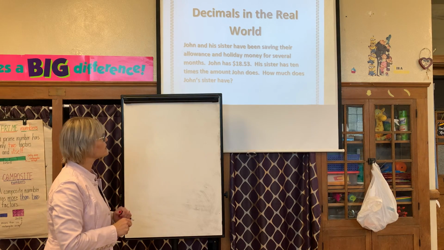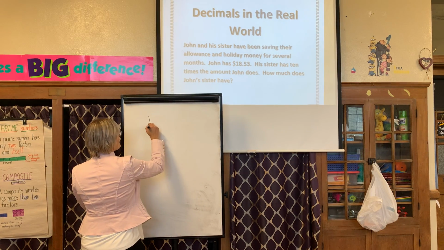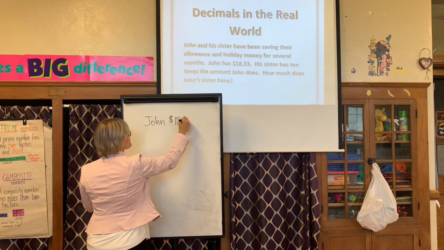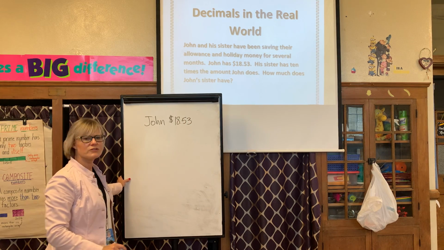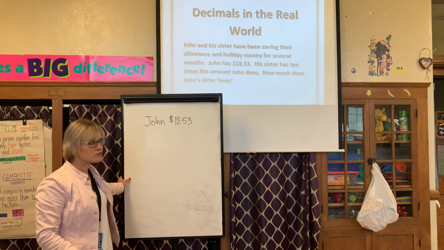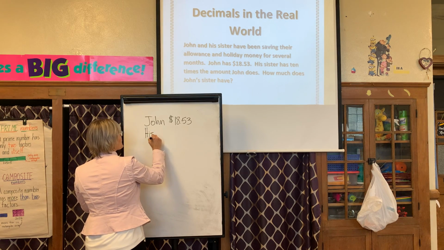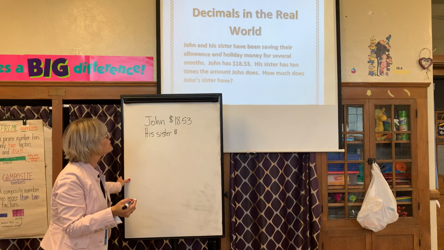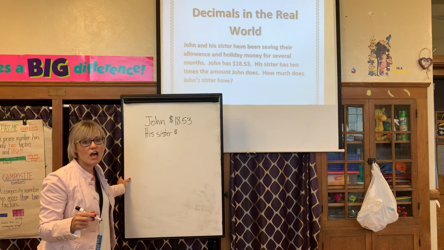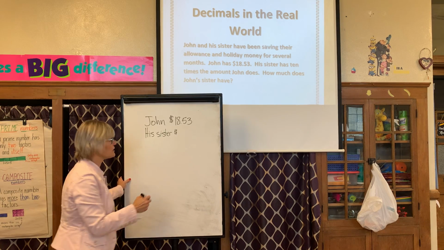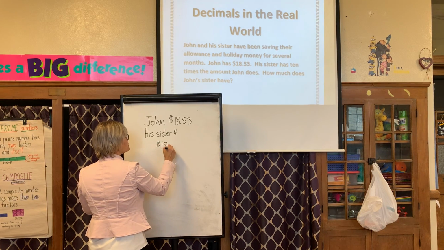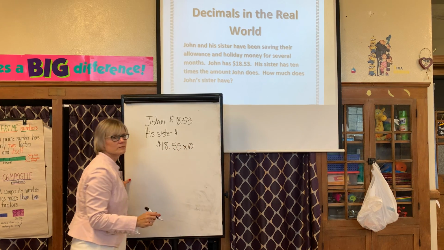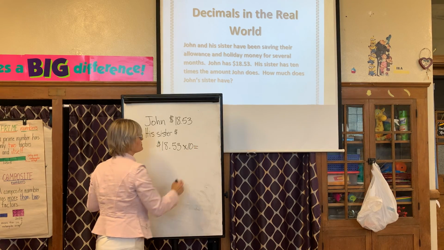So John and his sister have been saving their money. So I know that John has saved $18.53. All right, so he's done pretty good, right? Well, his sister, we have to figure out how much money she saved. We don't know. But it says here that she saved 10 times that amount. Wow, she saved a lot of money. So we've got $18.53 times 10.